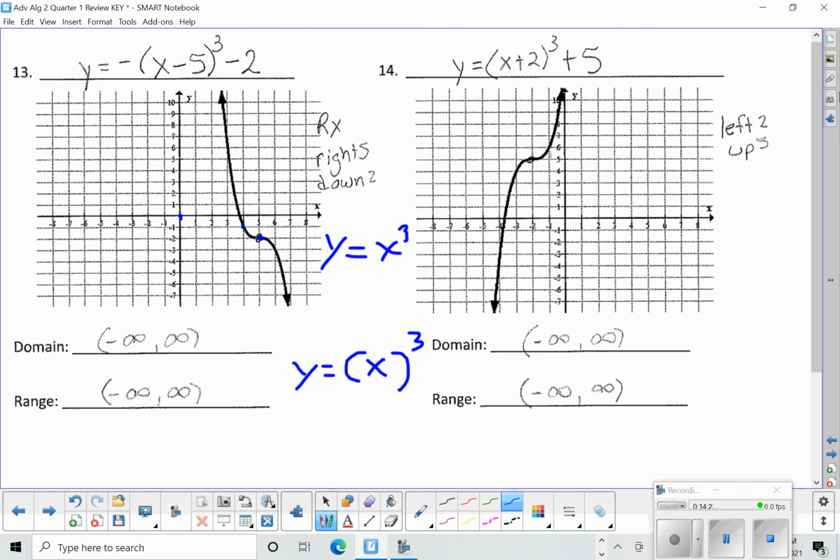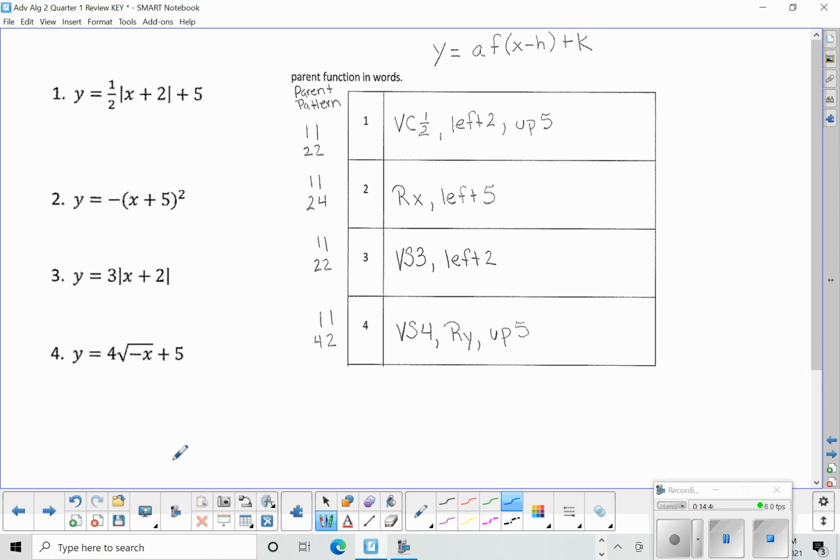For this guy, I notice he's not reflected. I move to the left 2 and up 5. My x lies to me, so the x plus 2 on the inside, plus 5 on the outside. Now, for the final type of questions, you may be asked to describe from a function what's going on.